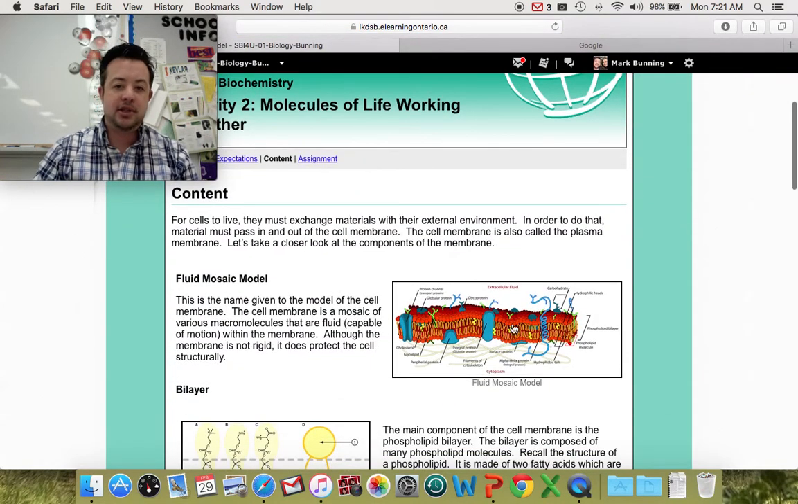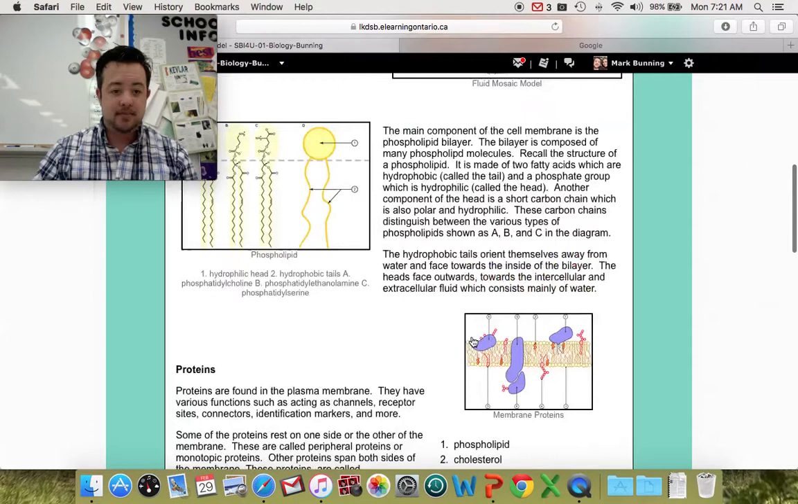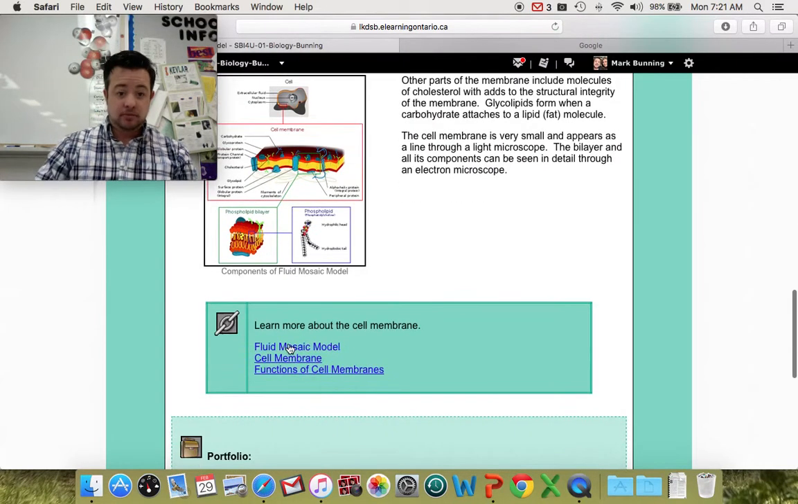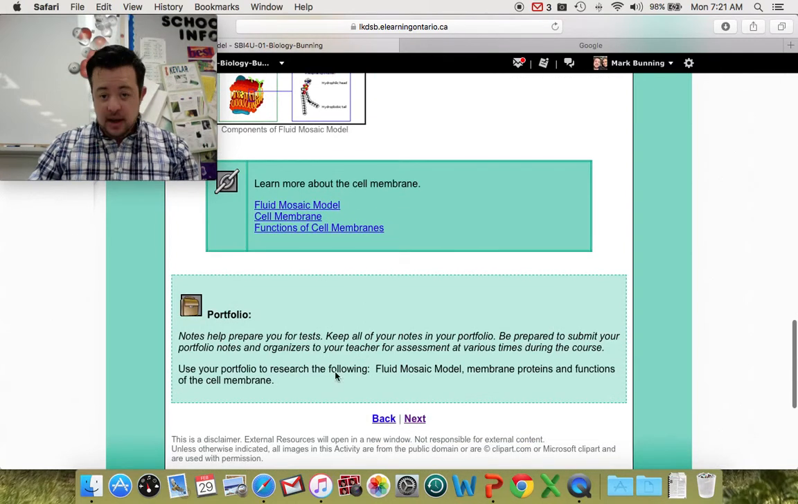Why is it called the fluid mosaic model? Just because there's a bunch of things inside the plasma membrane. It's not just a pure membrane. There's proteins and everything labeled inside here. So what I'd like you to do is read through this. Make sure you spend some time actually reading through it. I would click on these links, take a look, and these are the things I'd like you to add to your notes.